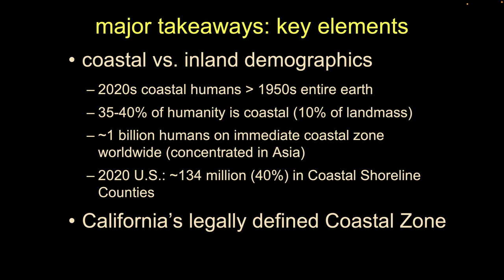We talked very briefly about coastal versus inland demographics, although I didn't have you guys play with that data yet. And we said that the number of people alive now in the coastal zone equals all the people back in the 50s, and that it depends on our measure and the exact data set, but it's on the order of a third to 40% of humanity living at the coast. Even though it's only 10% of landmass, that's more than a billion people. And in the U.S., that's 134 million people living in the immediate coastal zone in a coastal county.